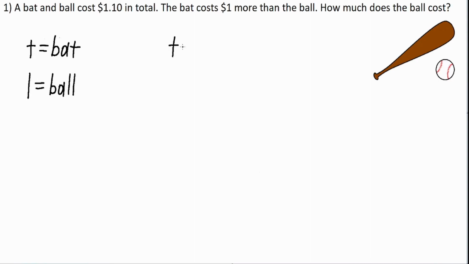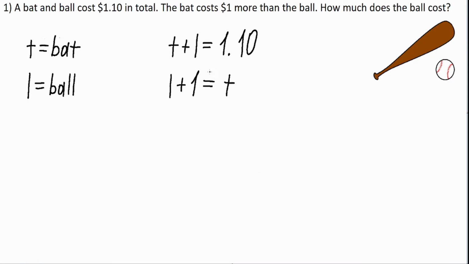From the problem we know that the cost of both the ball and the bat equals $1.10. So we can write our first equation, which is T plus L equals 1.10. Also, according to the problem, we know that the bat costs $1 more than the ball. So we can write L plus 1 equals T. So now we can solve this system of equations.